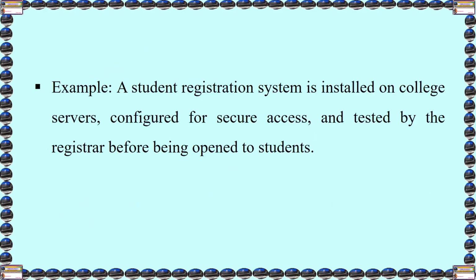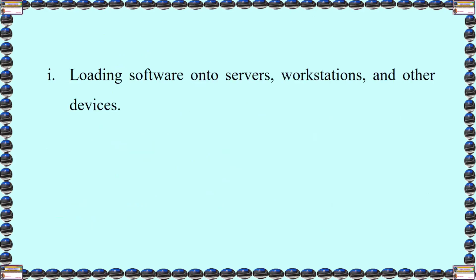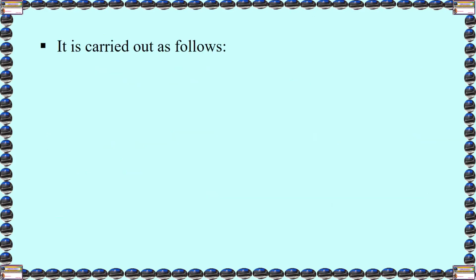An example is a student registration system which is installed on college servers, then configured for secure access and tested by the registrar before being opened to students. Therefore, system installation includes 1. Loading software onto servers, workstations, and other devices. Number 2, configuring the hardware, network settings, and system parameters. Number 3 is verifying operational readiness.